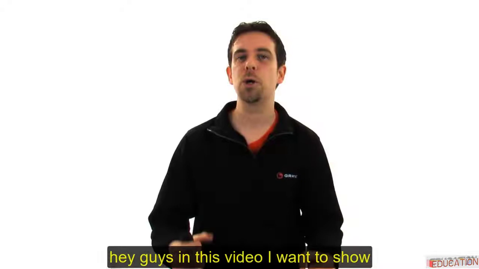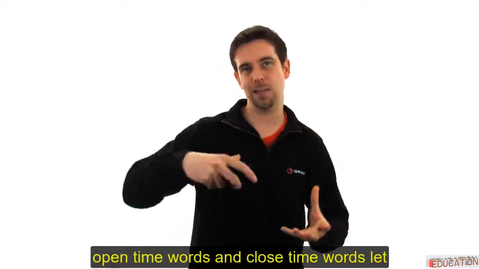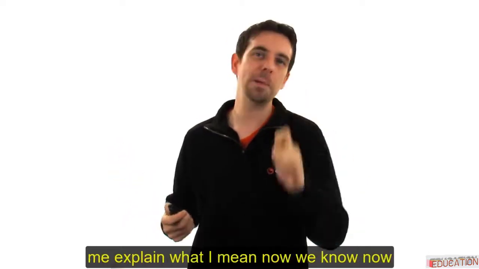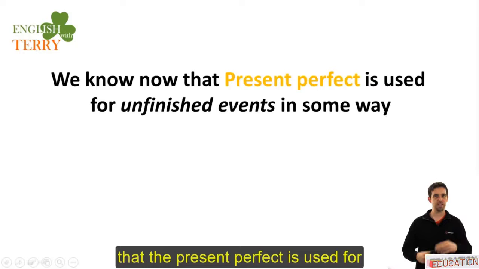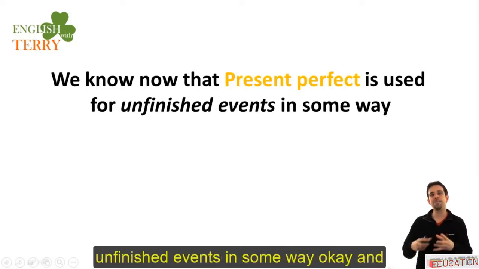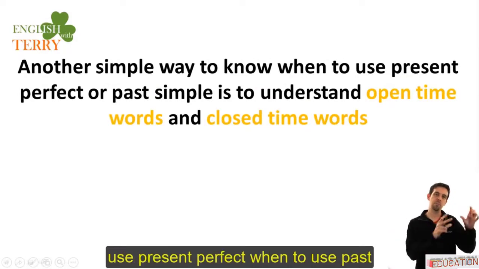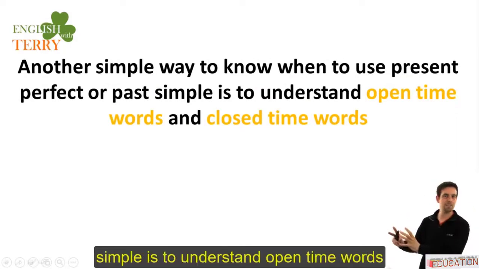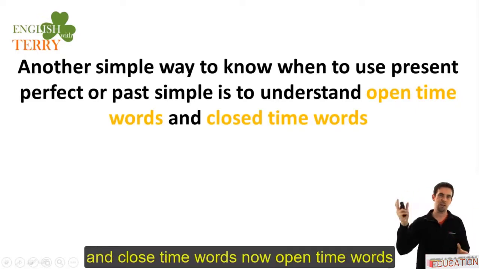Hey guys, in this video, I want to show you about using the present perfect with open time words and close time words. Let me explain what I mean. Now, we know now that the present perfect is used for unfinished events in some way, okay? And another simple way to understand when to use present perfect, when to use past simple, is to understand open time words and close time words.